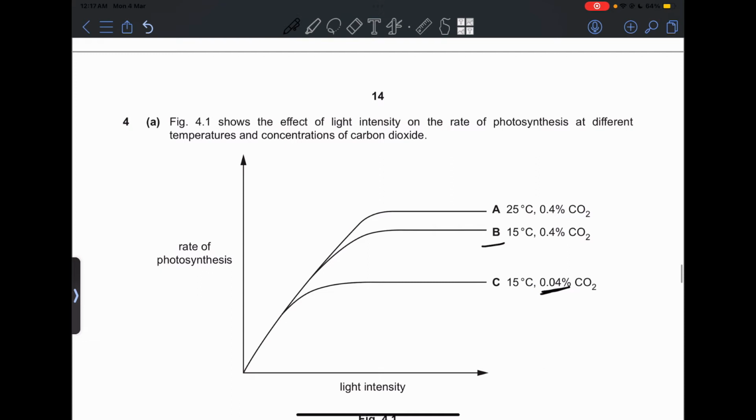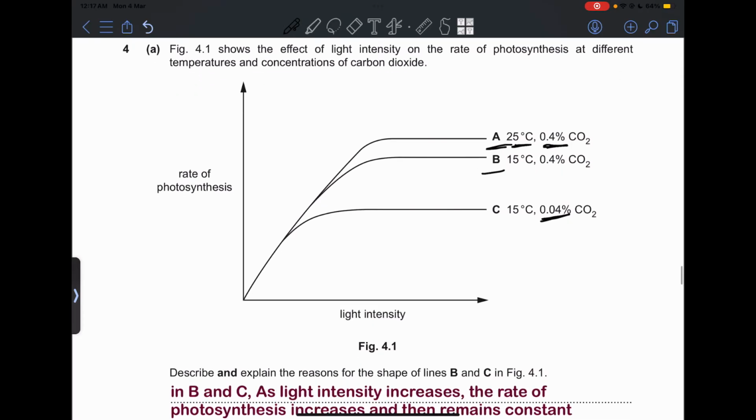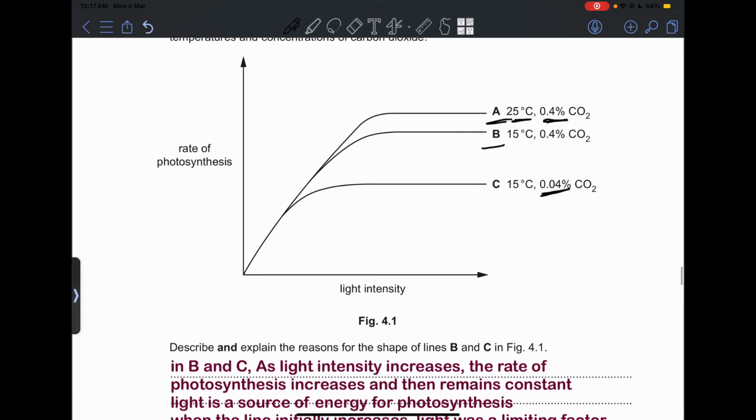And A has the highest rate of photosynthesis. This is because it has the highest temperature. B and C have low temperatures, but they also have high carbon dioxide and a high light intensity. These are the things that are needed for photosynthesis. These are the raw materials. So this will cause the rate to be very high.